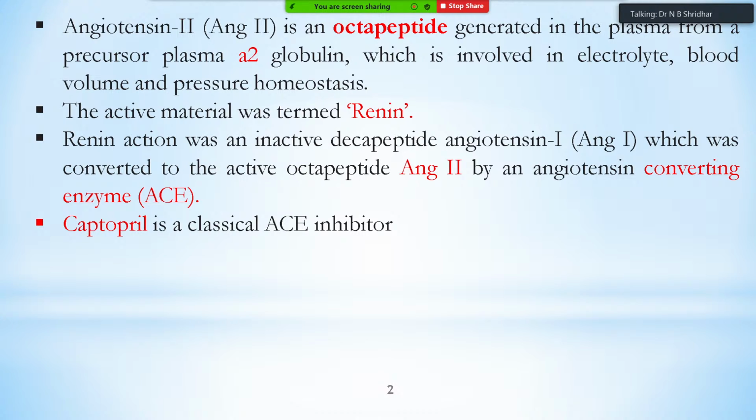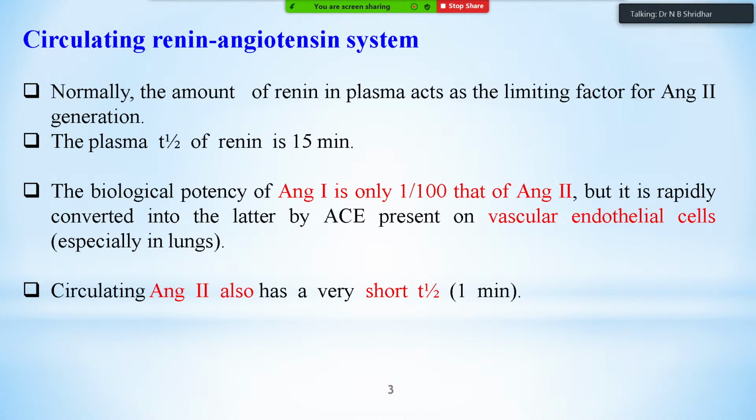The renin-angiotensin system is very much required for the maintenance of body homeostasis, blood pressure, electrolyte balance, and all other processes of a normal living being. The circulating renin-angiotensin system is called circulating because it is produced in the kidney and circulates in the blood. Normally the amount of renin in plasma acts as the limiting factor for angiotensin 2 generation. The plasma half-life of renin is 15 minutes.